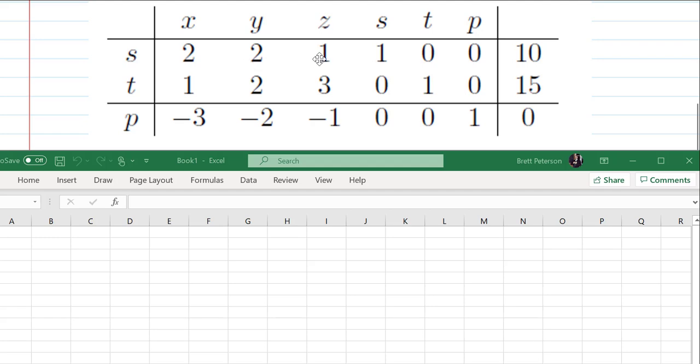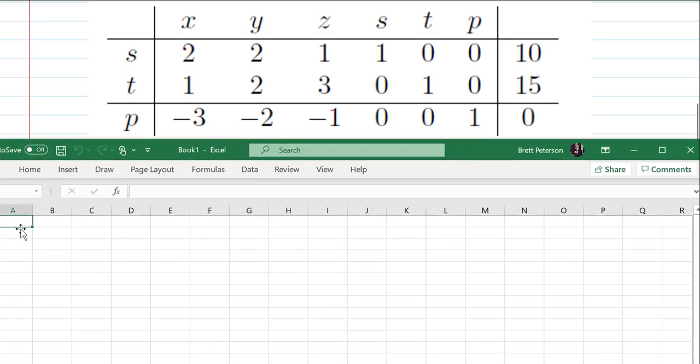So we have 2, 2, 1, 1, 0, 0, 10, and so forth. So let's go ahead and get our tableau entered into Excel. So our active variables are going to be our slack variables, s and t. And we're going to have 2, 1, negative 3 for x. Our y column is 2, 2, and negative 2. Our z is 1, 3, and negative 1. S is 1, 0, 0. T is 0, 1, 0. And P is 0, 0, and 1. And finally, we have 10, 15, and a value of 0 for P.